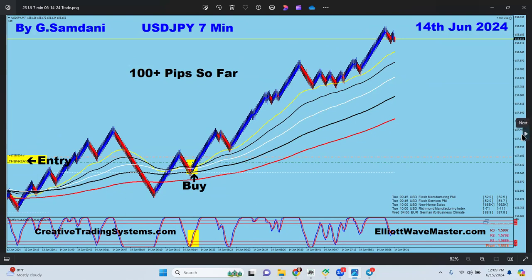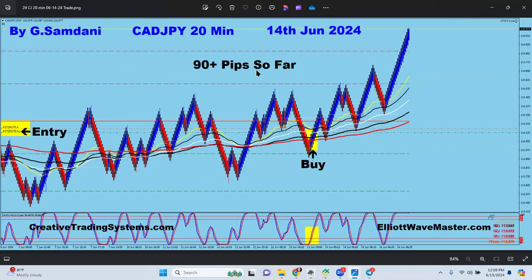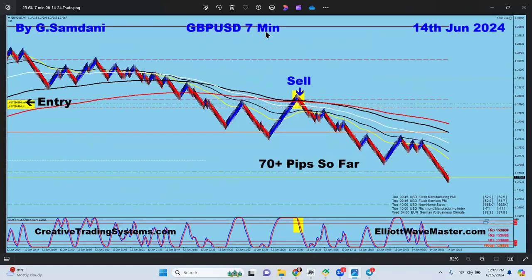Okay, on the 14th, see this CAD yen for 90 pip from 20-minute chart. And this one is pound USD from 7-minute chart. Beautiful entry. First entry got knocked out. Boom, again. The second entry and 70 pip to the downside.